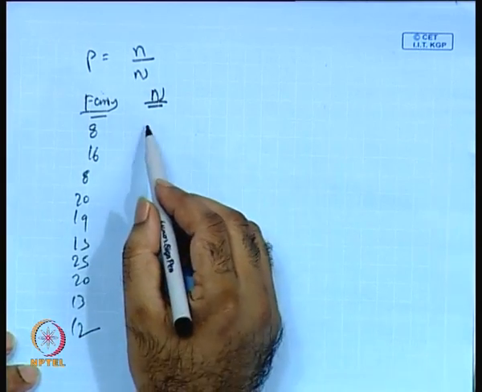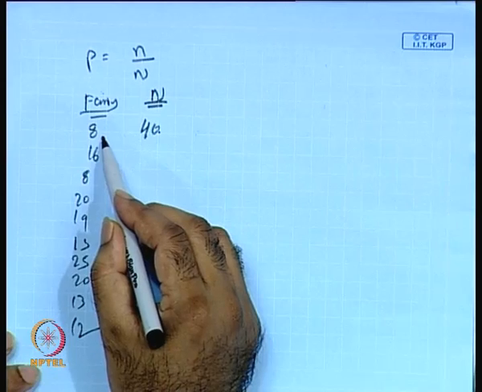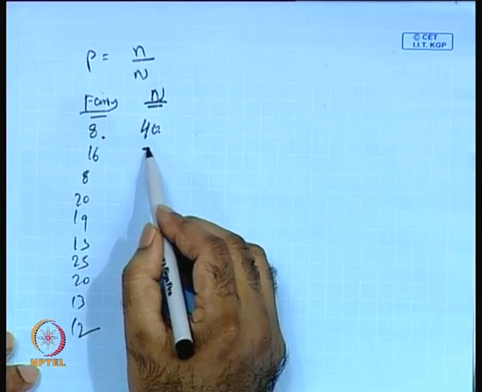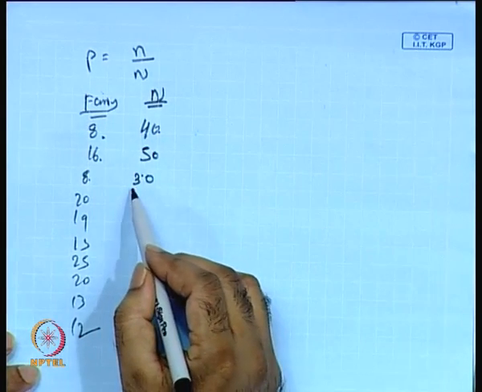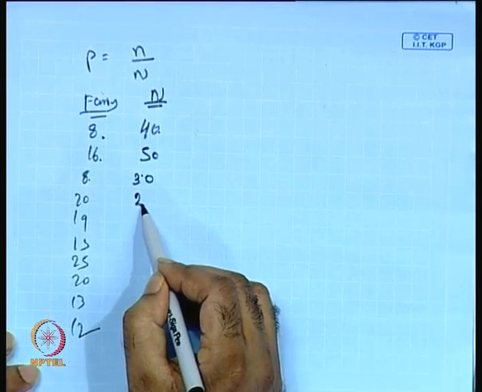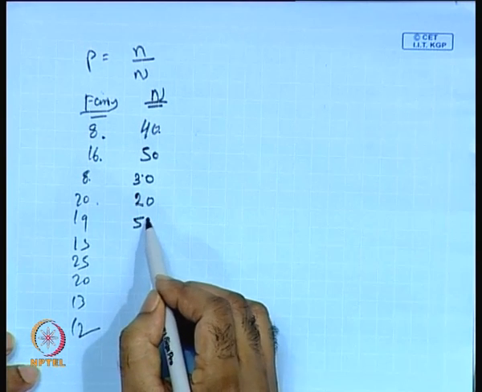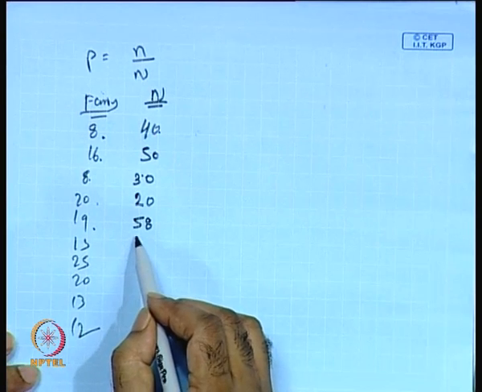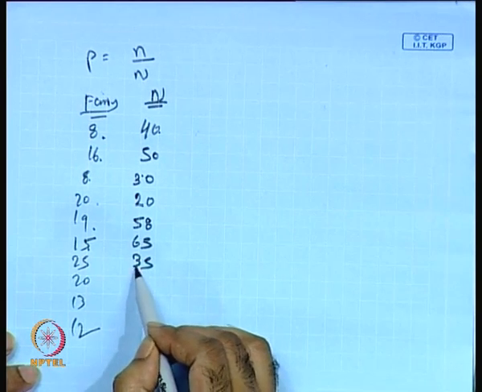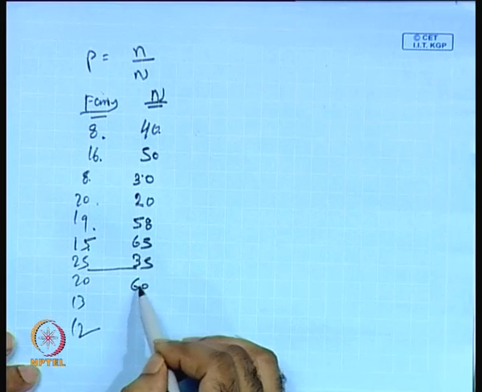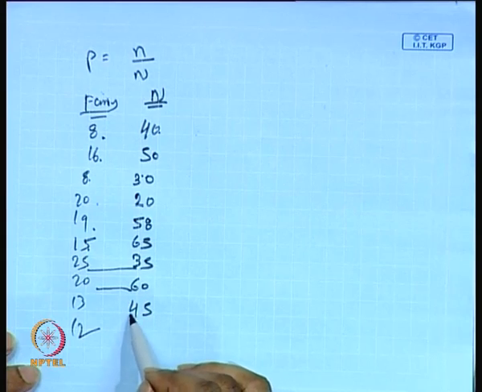Say 40, then we are taking 40 households having an income level of 8. Then we will take 50 households having an income level of 16, then 30 households with an income level of 8. Then 20 households with an income level of 20, then 80 households with an income level of 19, then similarly 65 households with income 15, then 35 households with an income level of 25. Then 60 households with an income level of 30, then you will find 45 households with an income level of 12.